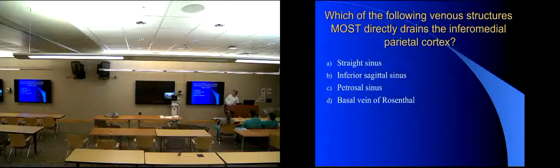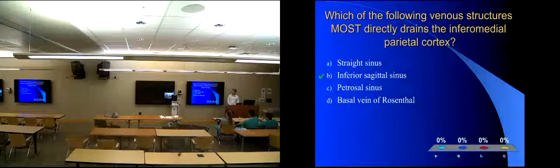Which of the following venous structures most directly drains the inferomedial parietal cortex? The transverse sinus. So again, think of where your parietal is, right? And then think about what's close by.